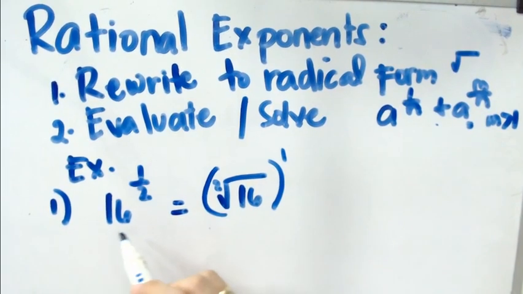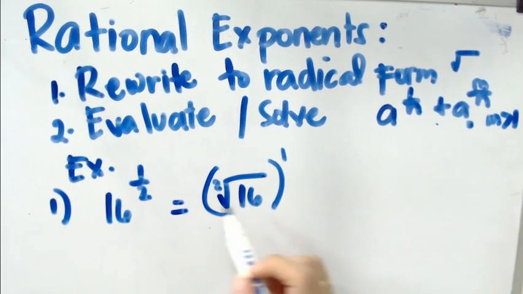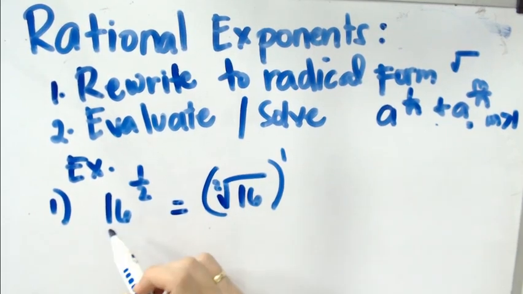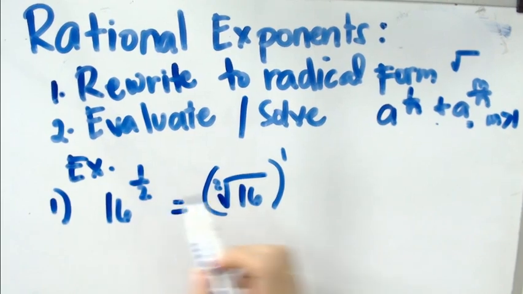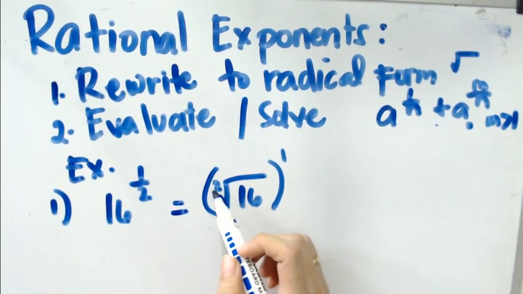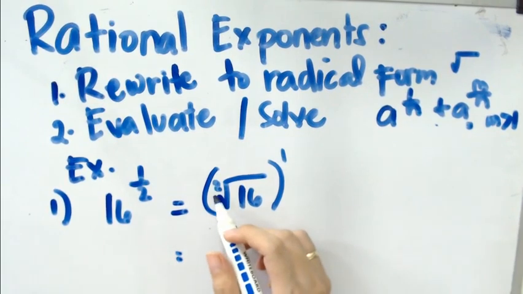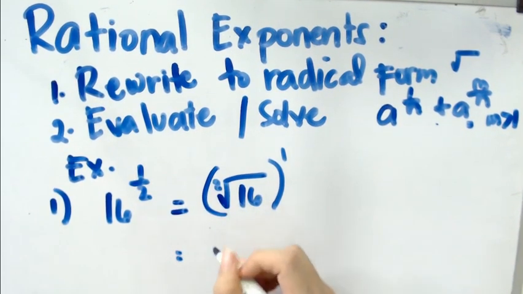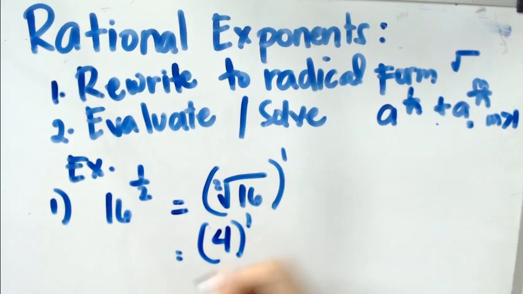So again, whenever we are dealing with this kind of example, the first thing we do is we write the radical sign, the number as the base inside, the denominator as the nth root, and the numerator as the power, which is 1. And then we're going to solve. What is the square root of 16? The square root of 16 is 4. 4 raised to 1 is still 4.